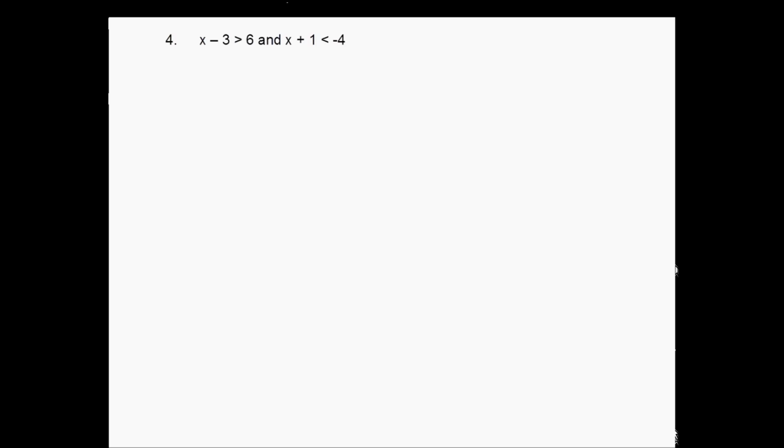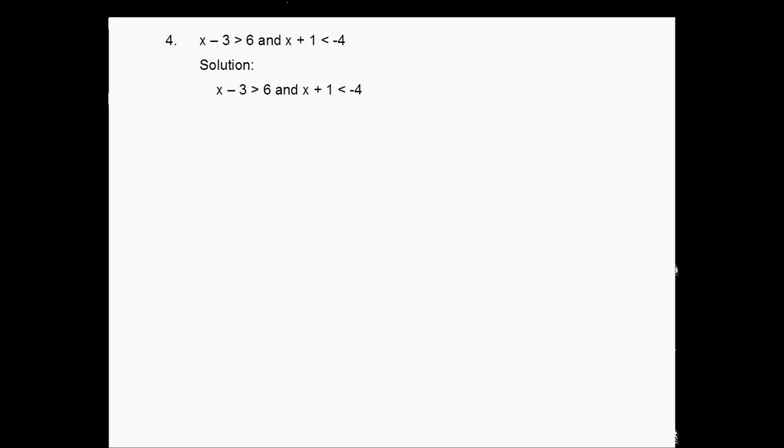Number 4. x minus 3 greater than 6, and x plus 1 less than negative 4. Okay, the one on the left, add 3, the one on the right, subtract 1. So I'll have x is greater than 9, and x is less than negative 5. Okay, to figure out what our final answer is, graph them, and look for where they overlap.